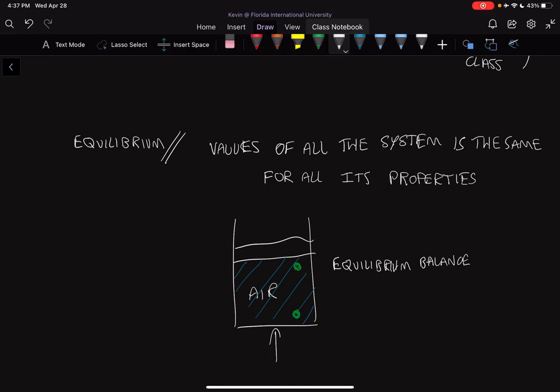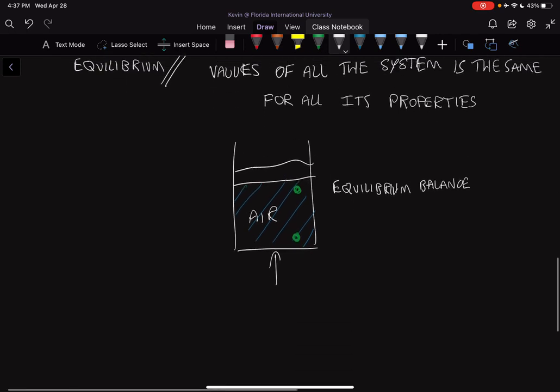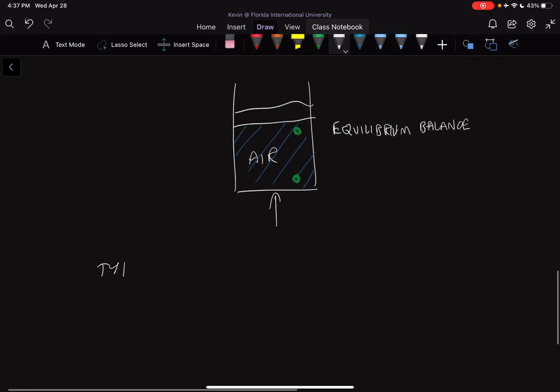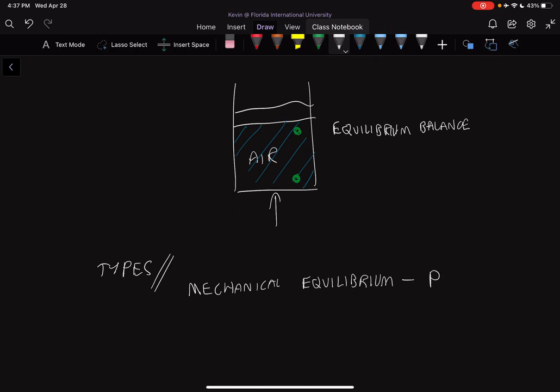And we have different types of equilibrium. So we can talk about the different types of equilibrium that we're going to look at. One of the types of equilibrium that we have is mechanical equilibrium. Mechanical equilibrium means that there would be no change in pressure, for example. So if there's no change in pressure in our system, we know that our system is in mechanical equilibrium. If there is no change in temperature, we know there is no change in thermal equilibrium.